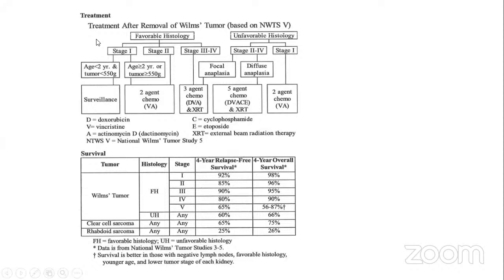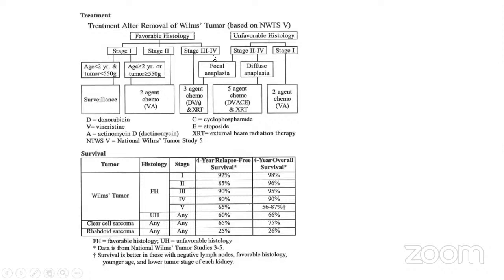This is the treatment, as we discussed in detail. Favorable histology: stage 1, stage 2, stage 3, and 4. Stage 1, if less than 2 years, we'll do surveillance. If the tumor is more than 2 years, or the tumor is about 550 grams, we use 2-agent chemotherapy, VA, abbreviated for vincristine and actinomycin D.